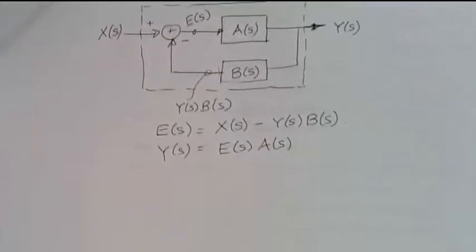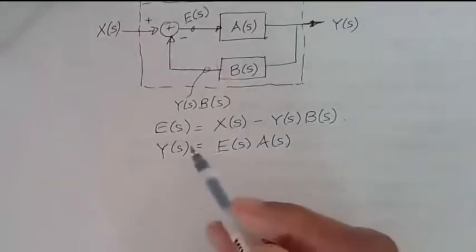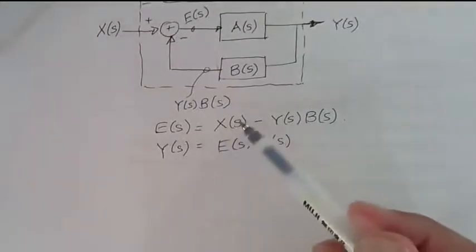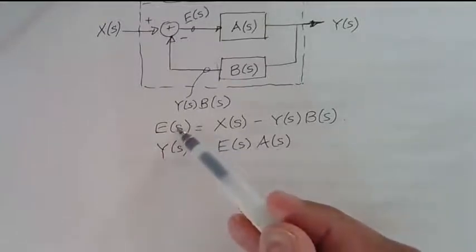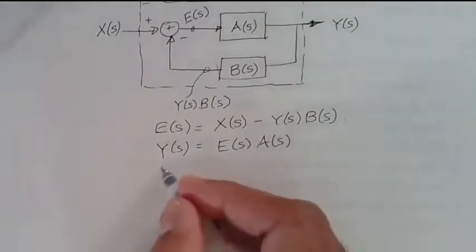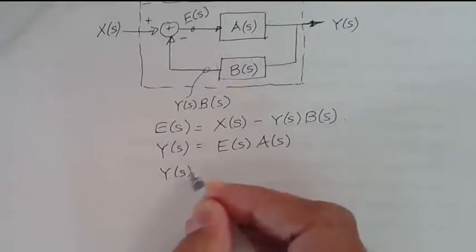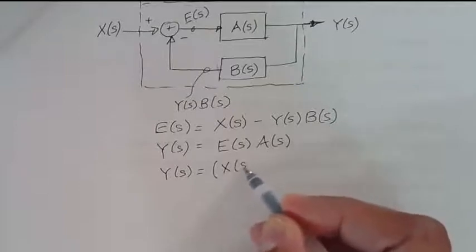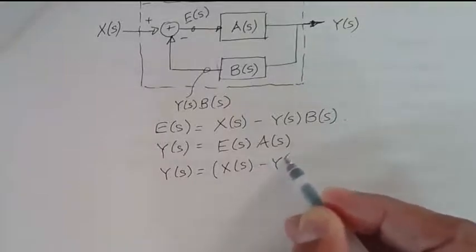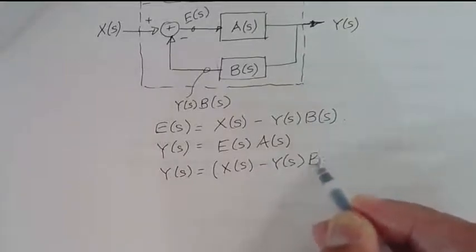And now we'll work through this. What we want to do is find Y in terms of X. So we'll take this and put it over here. So Y of S is equal to, instead of E of S, I'll have X of S minus Y of S times B of S.